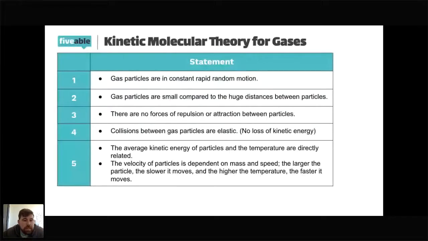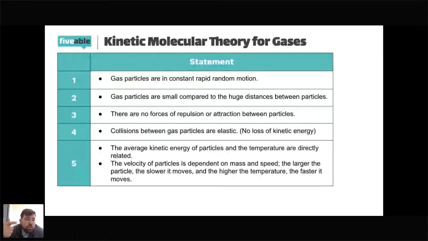And the last statement is this. The last statement says that the average kinetic energy of particles and the temperature are directly related to each other. This allows us to understand more about the velocity of particles. You want to basically relate the velocity to two things: the temperature of the sample of gases that you have, and the mass of the particles within them.